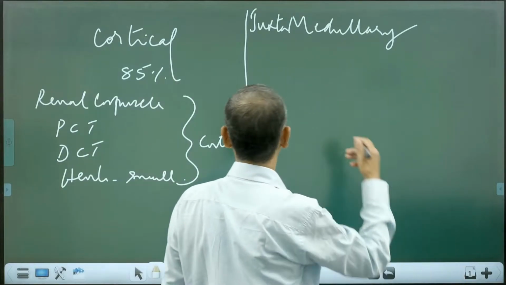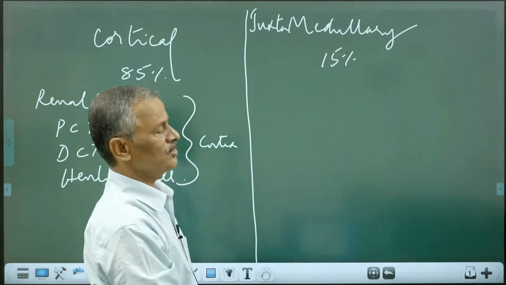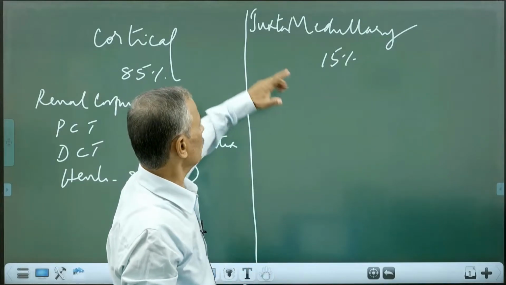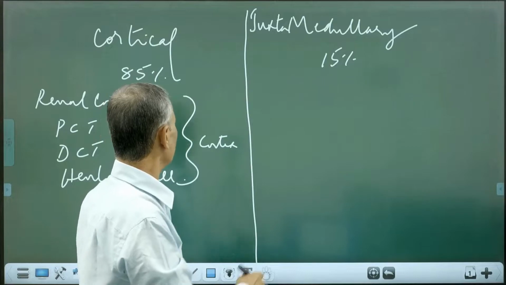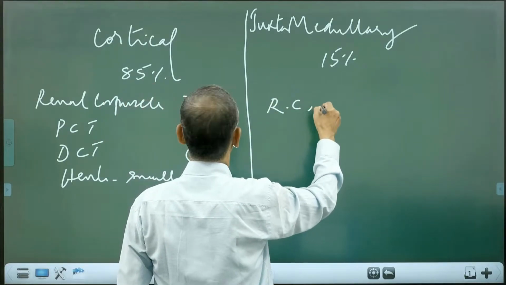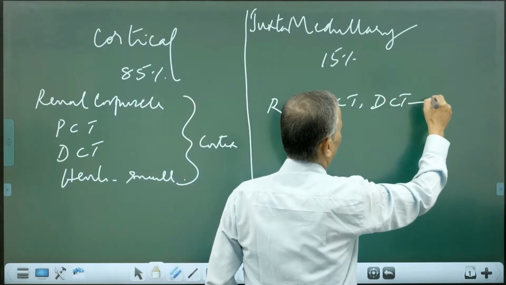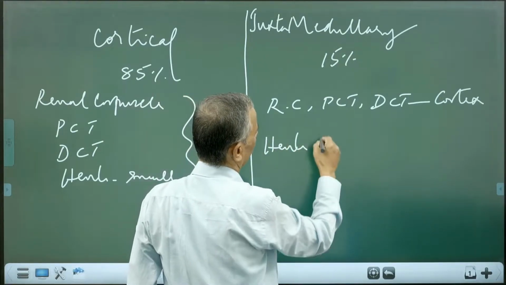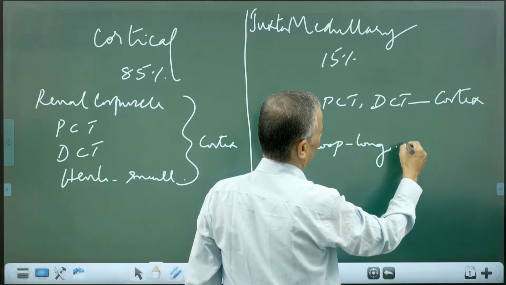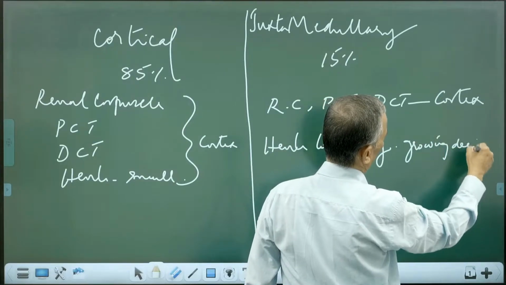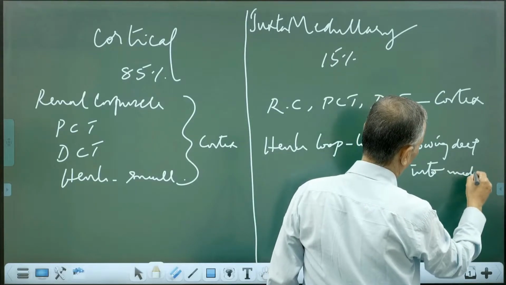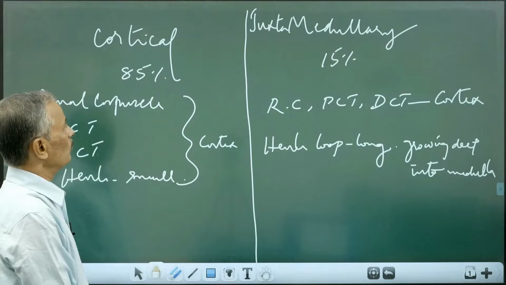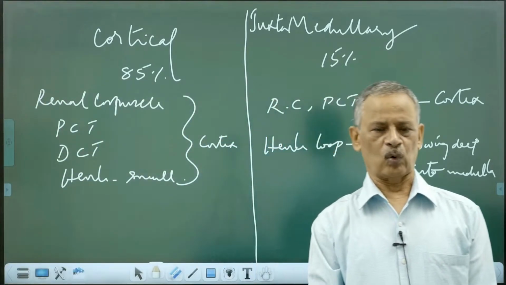Juxtamedullary, on the other hand, is only a very small percentage, 15% on average, and they are lying just above the medulla, close to the medulla. That is why it is called the juxtamedullary nephron. Here, the renal corpuscles, PCT, DCT are lying in the cortex, whereas the loop of Henle is long and well developed. They are growing deep into the medulla. Clear? So, these are the two types of nephrons in our kidneys.